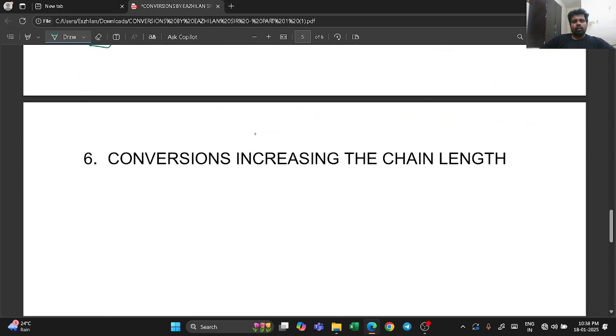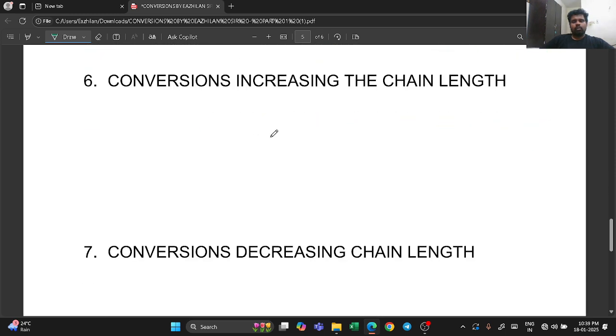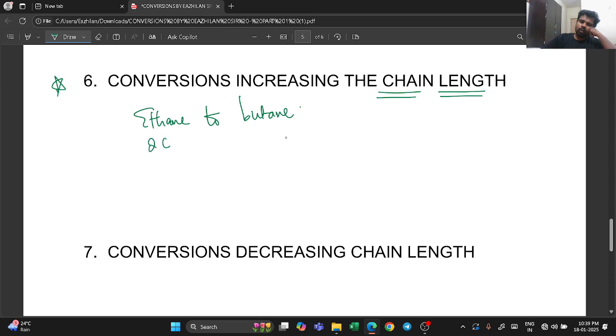Okay, the last two types of things are quite important. Some conversions involve the increase in chain length. For example, they may be asking you conversion of ethane to butane. In ethane we have 2 carbons, and in butane we have 4 carbons. So obviously you can see that there is an increase in carbon number by 2.